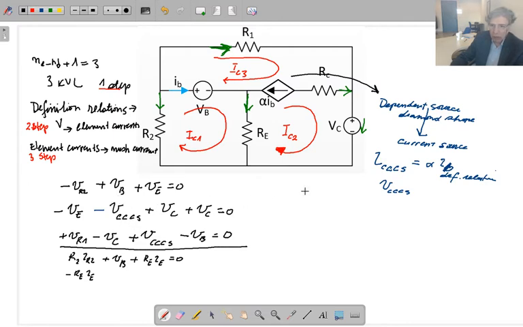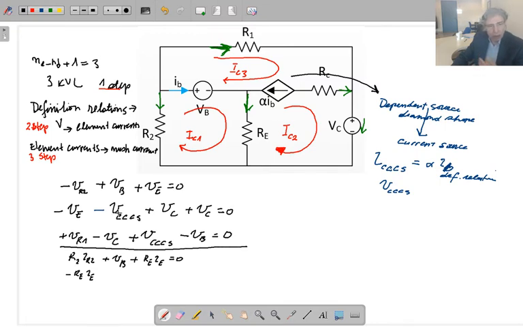Now we cannot use the definition relation of this. Why is that? If you look at here, definition relation is this, isn't it? I cannot use that definition relation because I don't know what VCCCS is. We know this, but in the definition relation we do not have the voltage of this element. So we are going to keep it as it is. That is going to be the reason that we need to write a supplementary equation.